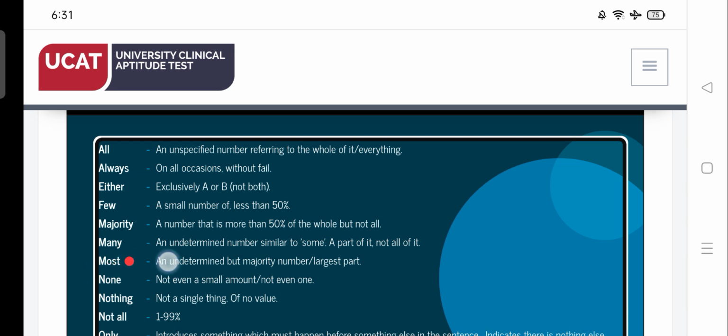Many, an undetermined number similar to some. A part of it, not all of it. Many means again something like majority, that it could be a part of it but not all of it. It could be more than 50 again, but not all of it.